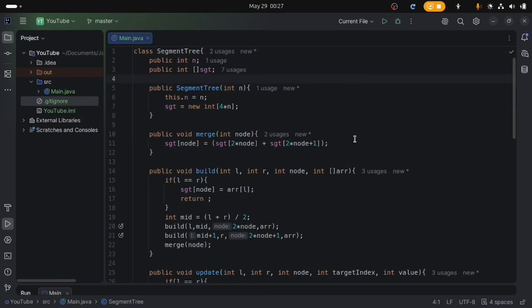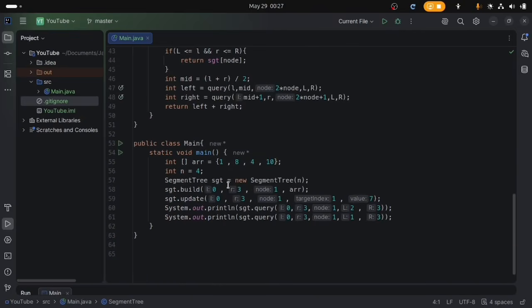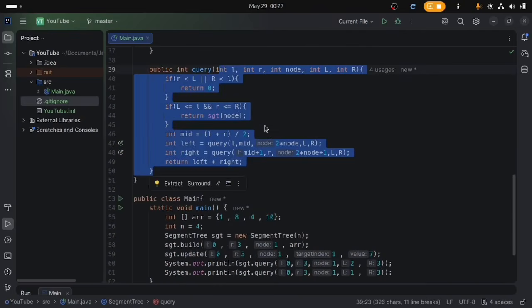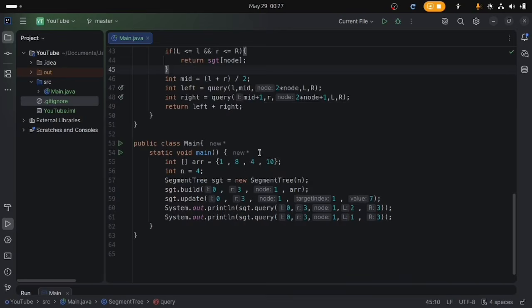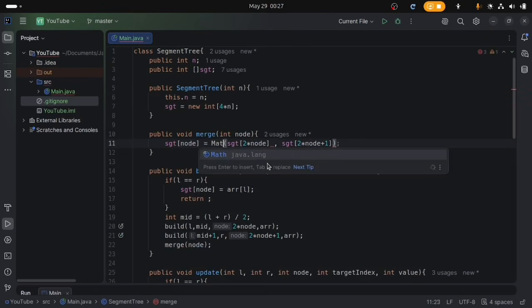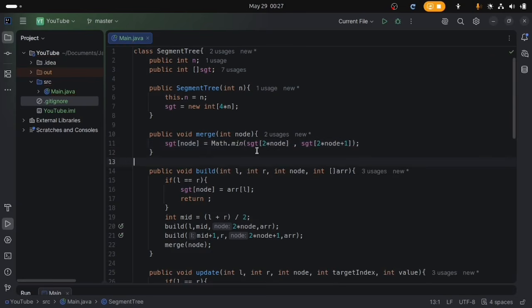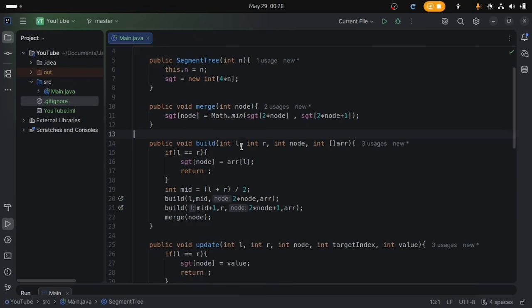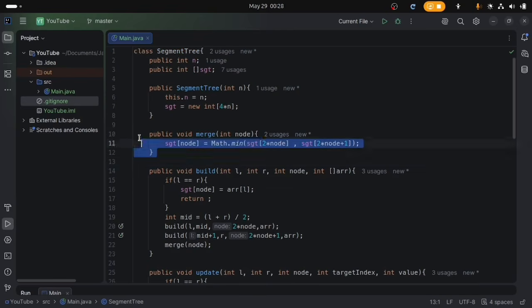Okay. One thing I wanted to show: see, this was for addition. Now some of you may ask how to do this for minimum, maximum, GCD. What you have to do is just come here in your merge function and change this thing. In Java we have the Math class which has the static function min. In C++ you can directly write min of a comma b. That's simple. You have to just change one line.